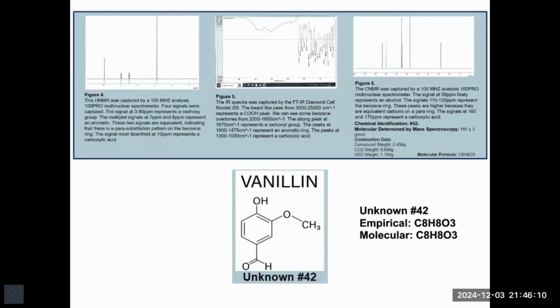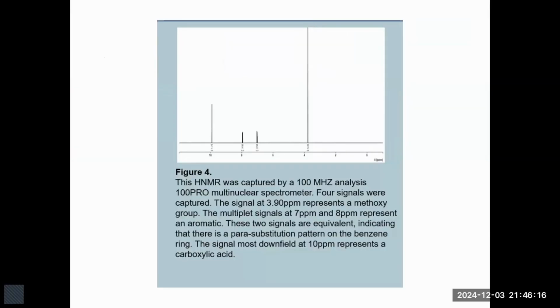So for number 42, based off the given combustion data, we were able to determine that the molecular formula was C8H8O3. So for figure 1, we can see that there are four signals, and the signal at 3.9 ppm represents a methoxy group, and the multiplet signals at 7 ppm and 8 ppm represent aromatic protons. These two signals are equivalent, which indicates that there is a para substitution pattern on the benzene ring, and the most downfield signal at 10 ppm represents a carboxylic acid.